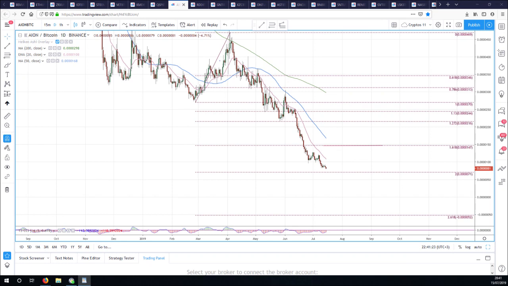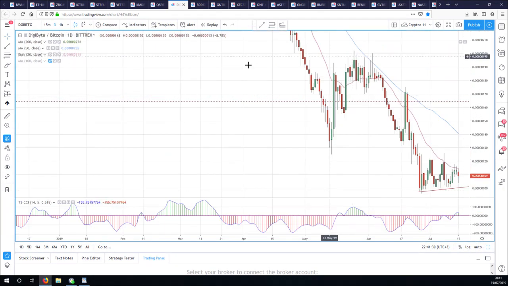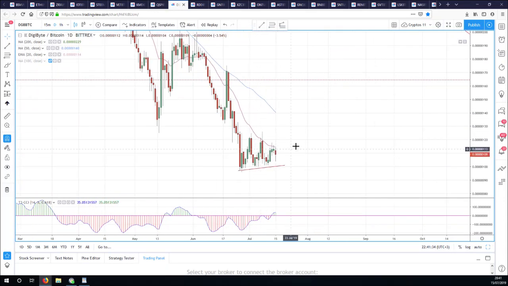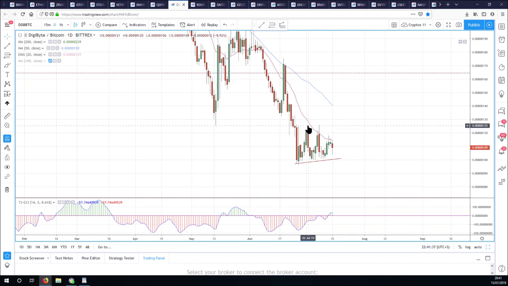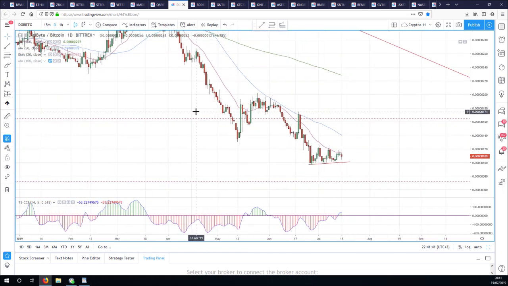Okay, we're going to look at Digibyte next. Another one for which there was much hope, but it's behaving much better. Digibyte Bitcoin, look. No bother. Sideways. It's holding its own with Bitcoin. And so that means if Bitcoin's going up, so is the value of your Digibyte. So this is not an ugly chart at all.